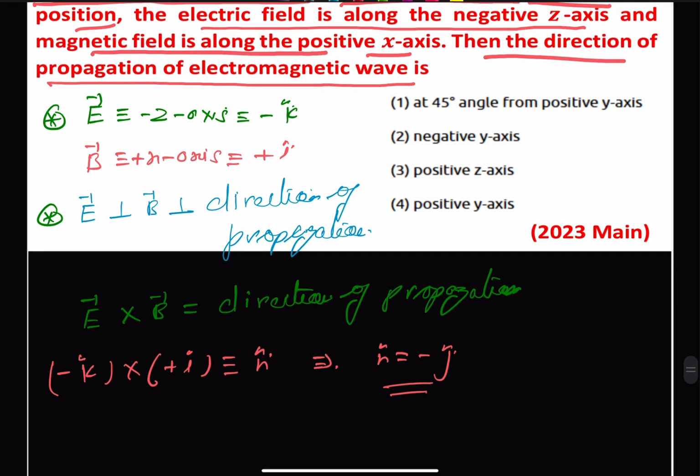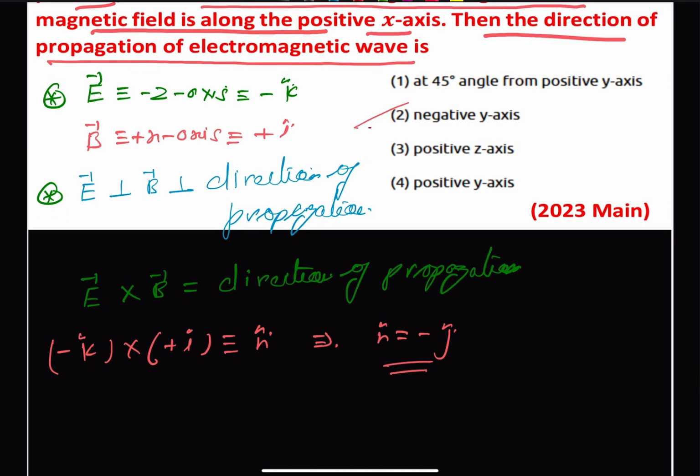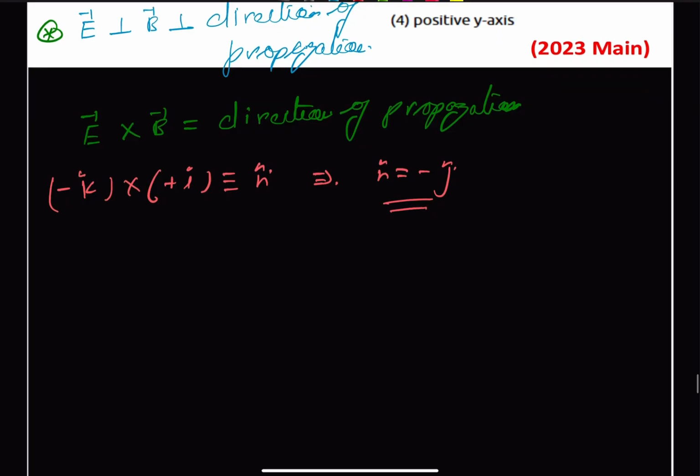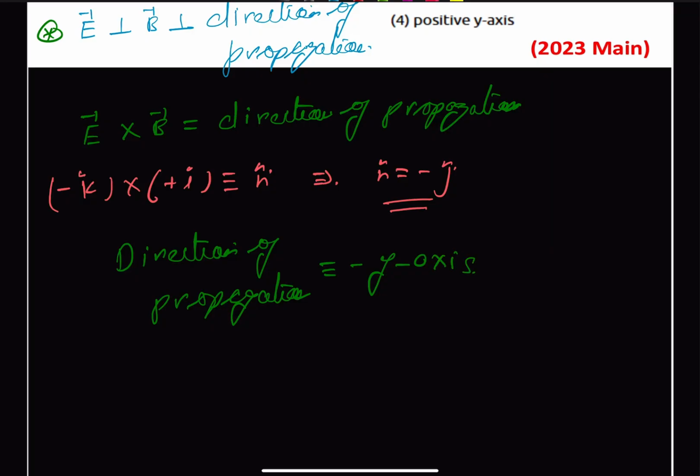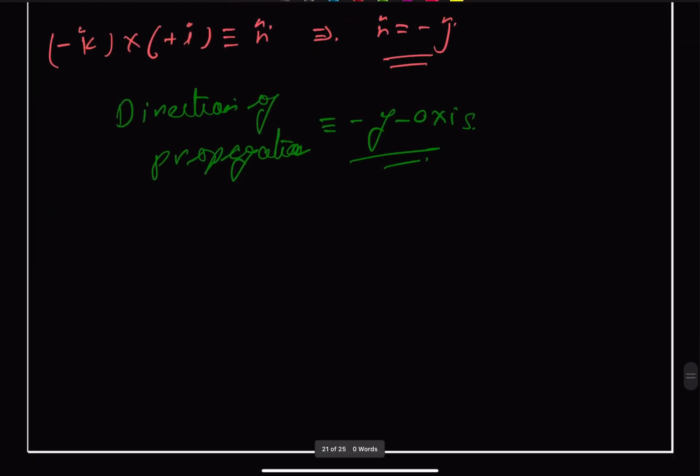So the direction will be option number 2, that is negative y-axis. The direction of propagation will be equal to negative y-axis. Option 2 is correct.